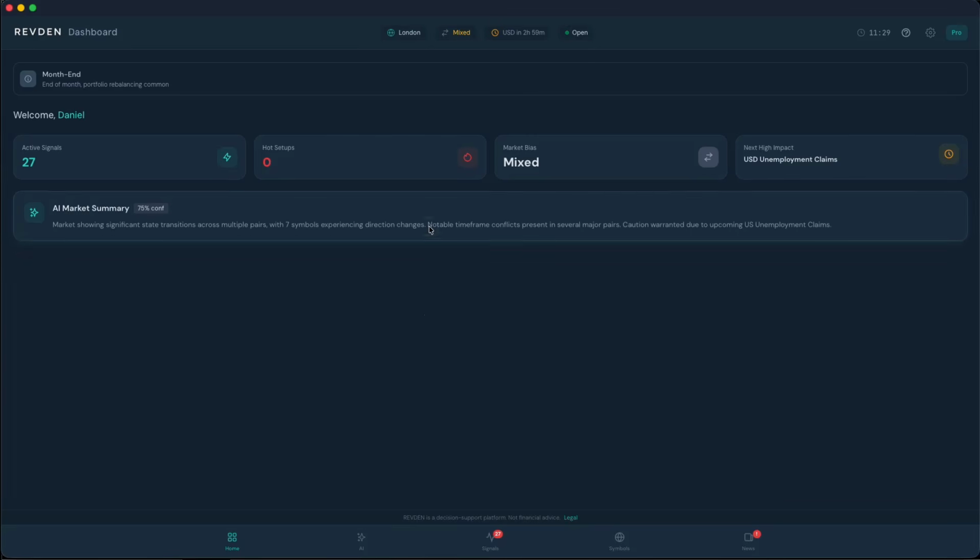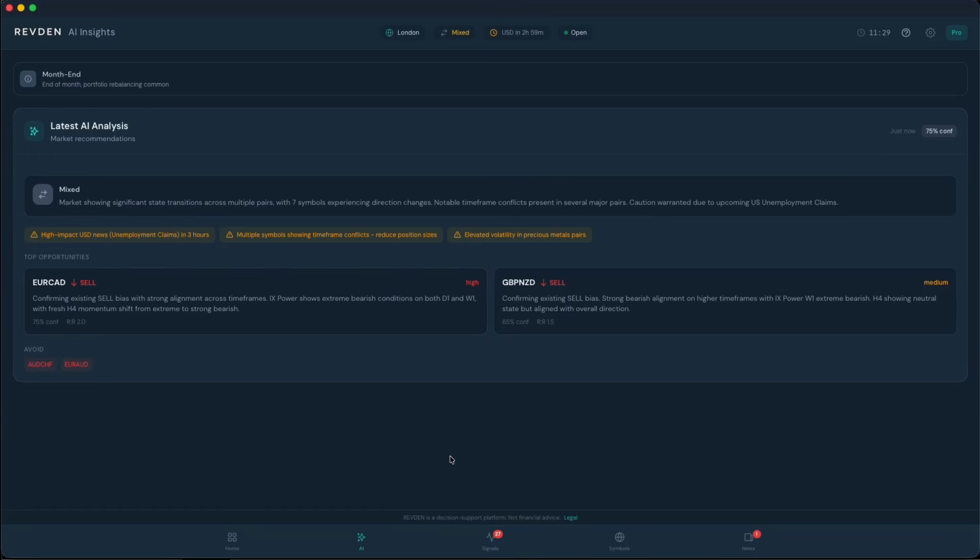From here, I usually take a look at the AI market summary. This section aggregates market context, relevant influences and risk factors into one structured overview. I'm deliberately not going into specific numbers or events here, because those change constantly. The important part is the structure. It helps me understand the current environment before focusing on individual symbols.